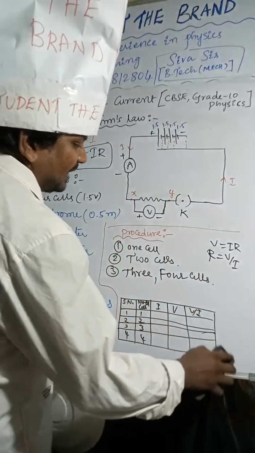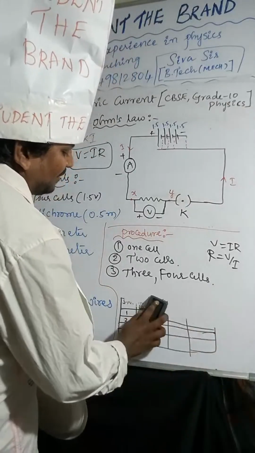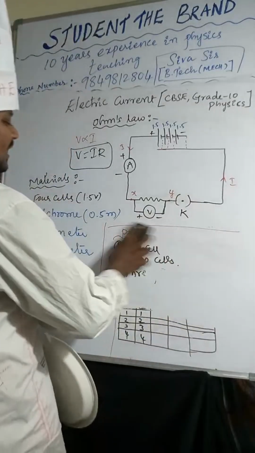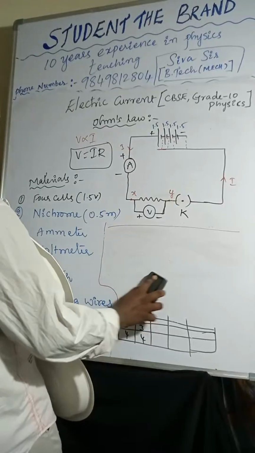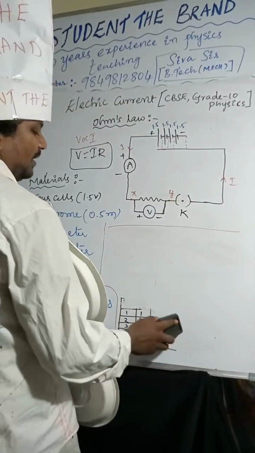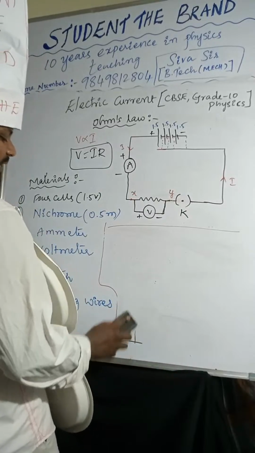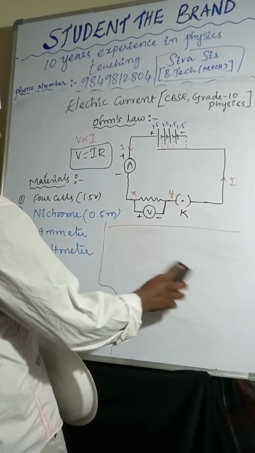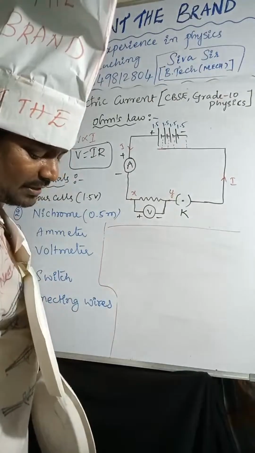If you draw the graph for V and I, the graph is a straight line. The graph is linear, and it starts from the origin because it follows Ohm's law. That's why it starts from 0. Even the ammeter and voltmeter readings start from 0.